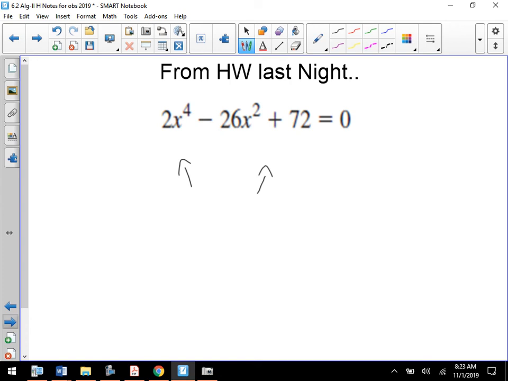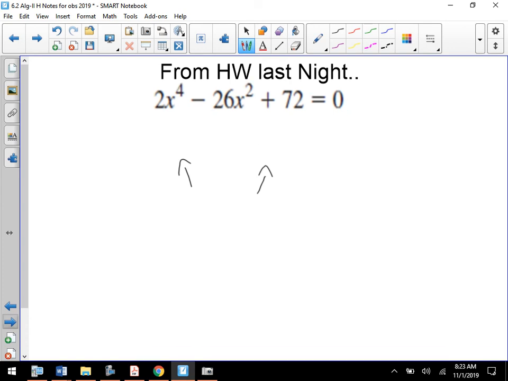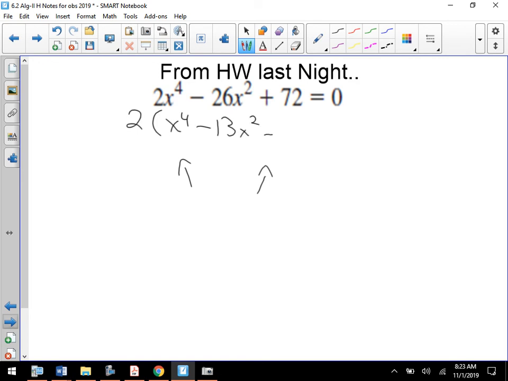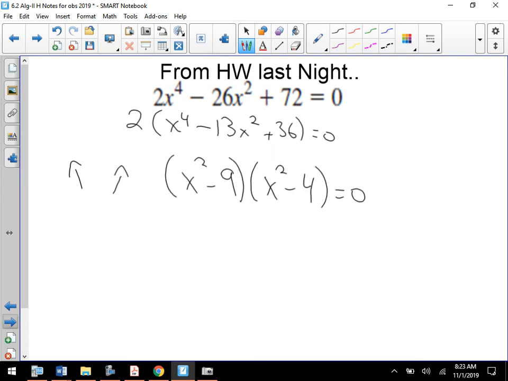If we had to factor this one, what's the first thing you would do? Take out a 2, right? So you take out your 2. I know the tails of the graph are going to look like that. What times what is 36 and adds together to get negative 13? Negative 9, negative 4, good. So we have x squared minus 9, x squared minus 4. Now, does that value of 2 have any bearing upon the problem whatsoever? What are your zeros?